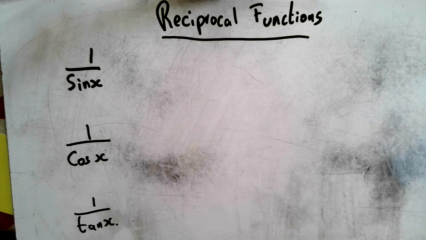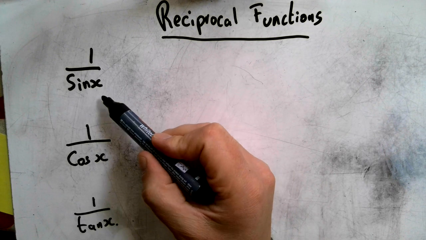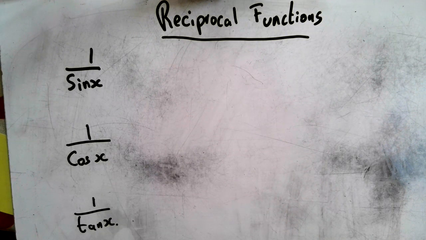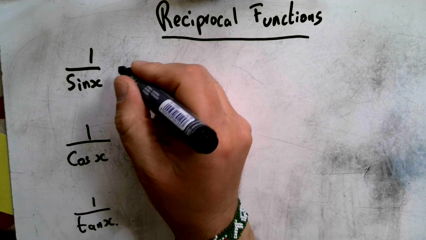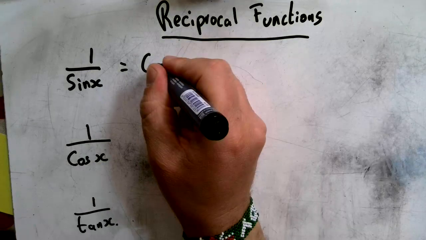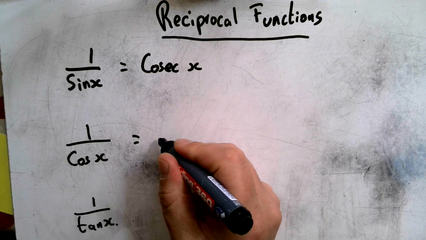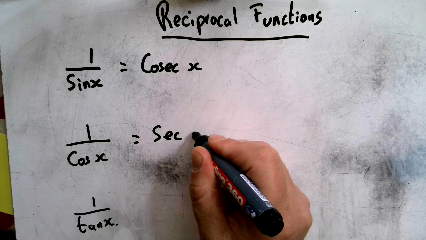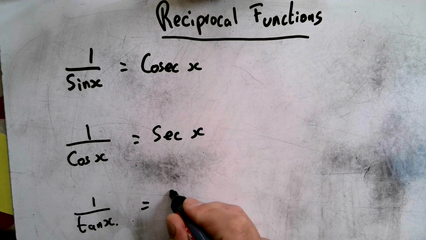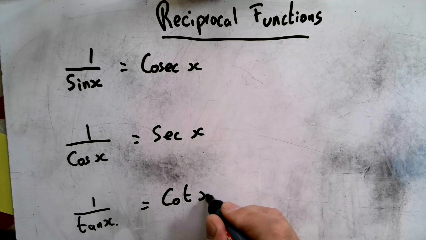Okay, so reciprocal functions. This is the thing we weren't just looking at. This is 1 over sine x, not sine to the minus 1 of x. I know it's confusing and a little annoying. These buttons don't exist on your calculator, unfortunately. Now, these have got special names, and this is called cosec x. This one is sec x, and the last one is cot x.